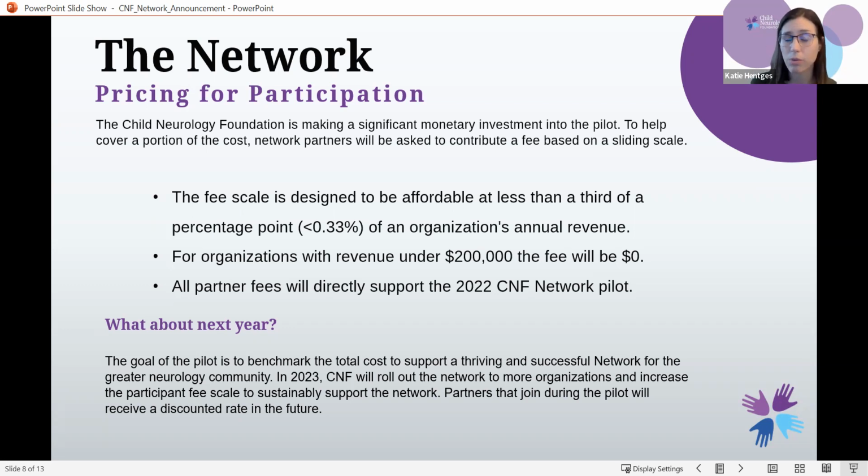For organizations with revenue under $200,000, it is free to participate. And like I mentioned, these partner fees are going directly to paying essentially for the Tableau environment where we would be aggregating data together. In the future, once we're done with the pilot program, there will probably be a higher price point for participating in this network, but anyone who joins in the pilot phase would get a much cheaper price point in the future.